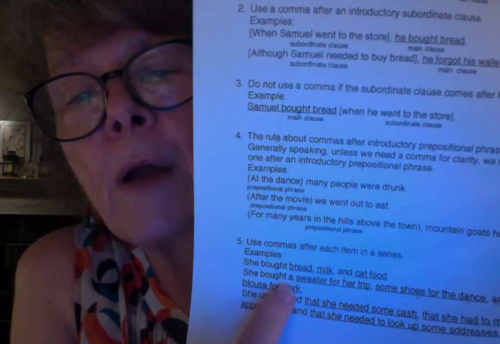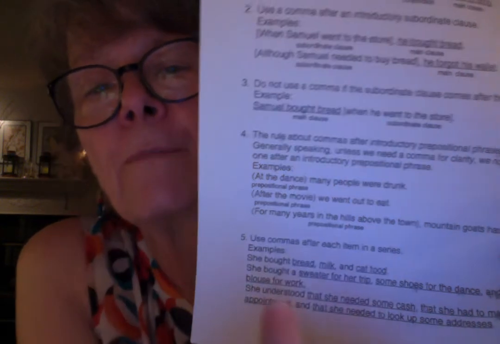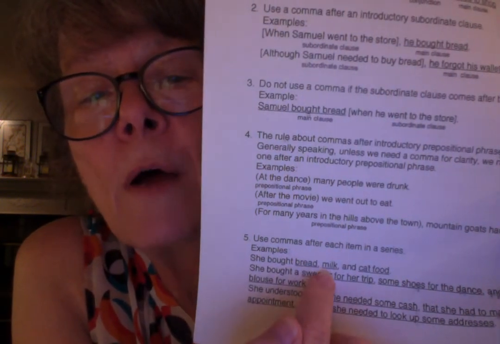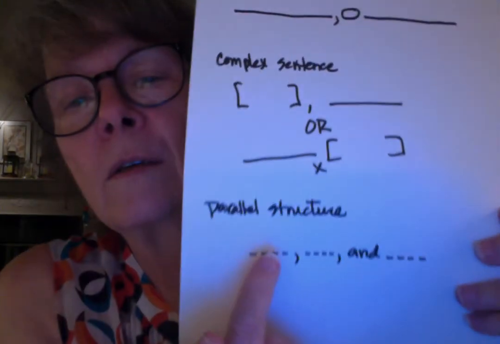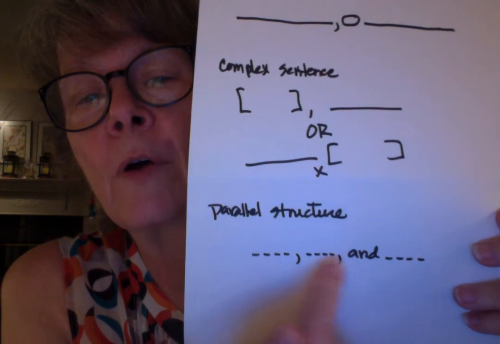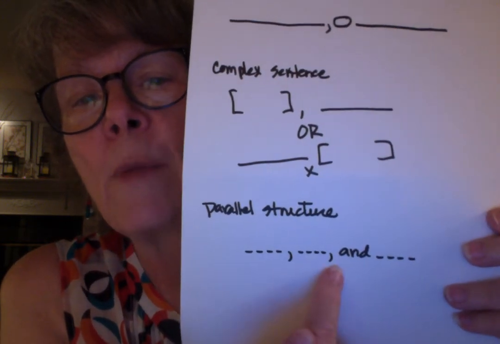So she bought bread. Where are we? I can't see it. She bought bread, comma, milk, comma, and cat food. A comma after each one. That's like this. She bought bread, milk, and cat food. Now, this is the comma here, the one before the and, that we will often see on tests. And we're going to talk a little bit in the next video about that comma, why it's so important, and then we'll try some examples. Okay? All right.